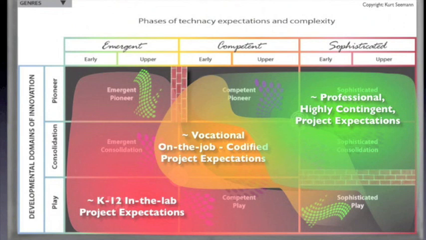And then we can set projects beyond that to the very complex, extreme scale, high risk projects, typically large scale development, sophisticated programs, aeronautics, space travel, and so on. These occur in the professional, highly contingent domain of project expectations.